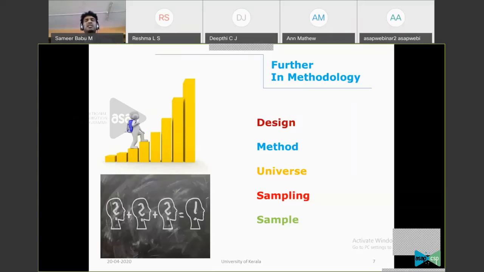Snowball sampling in the sense, the researcher has less awareness regarding the characteristics of the population, the universe. So the participants are giving the information about the other participants, and we are moving from one participant to the other.